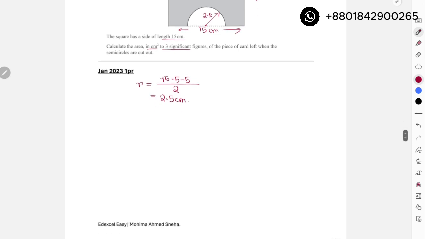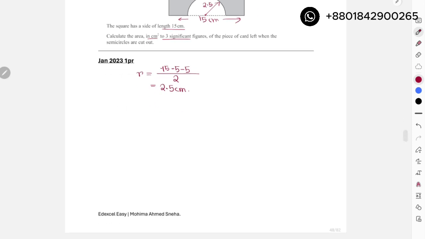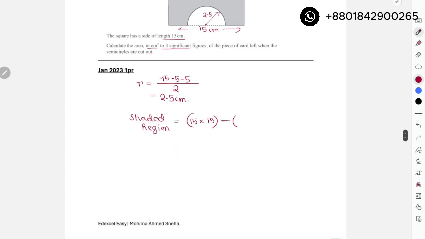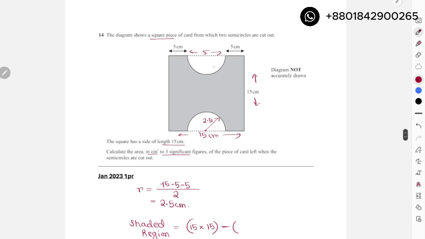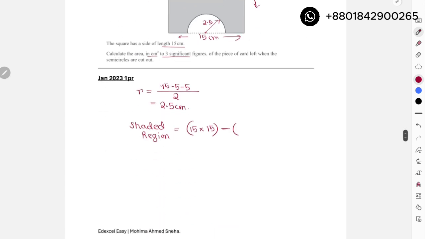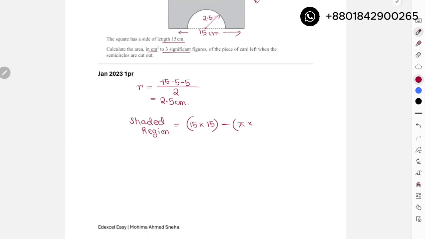If the radius is 2.5 centimeters, then using this radius I will now find the area of the shaded region. The shaded region area is just going to be 15 times 15, and then you subtract this. Usually the formula is pi r square. Over here we have half pi r square and half pi r square. When you add them together, you end up with 1 pi r square, right? So just write this as 1 times 2.5 square. So I'll just write 15 times 15, then minus 2.5 square times pi.